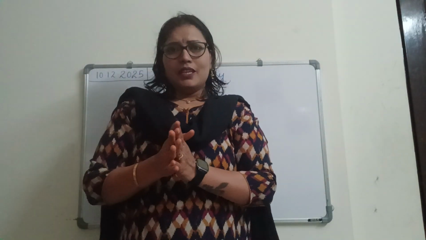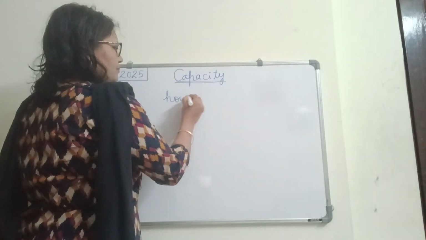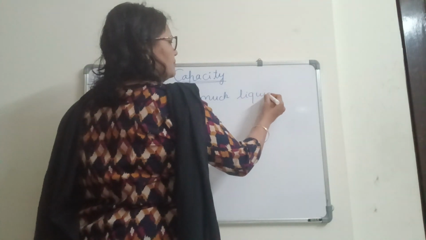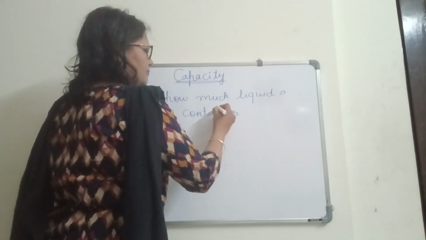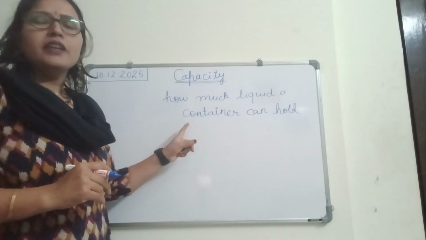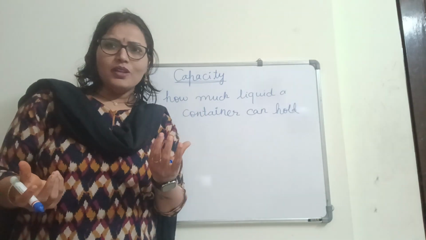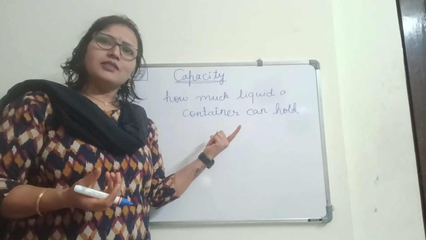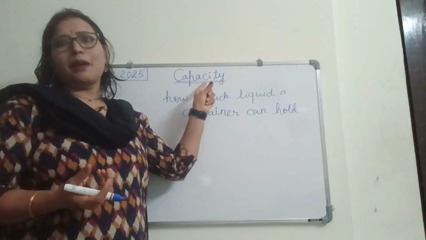So what is the capacity? Capacity means how much liquid a container can hold. That is called capacity. Here container means anything like a glass, bottle, bucket, bowl. These all are containers, where we are storing the liquid. That is called a container here. So how much liquid a container can hold, that is called a capacity.